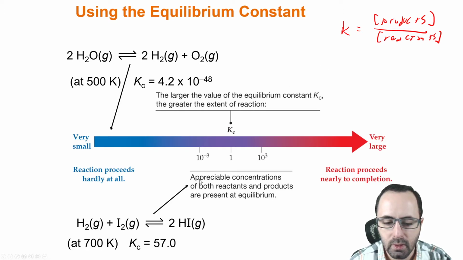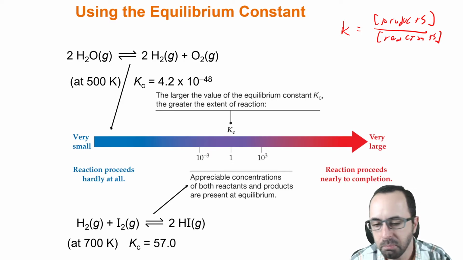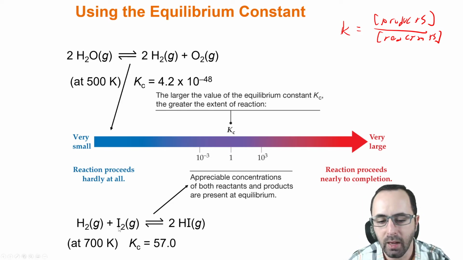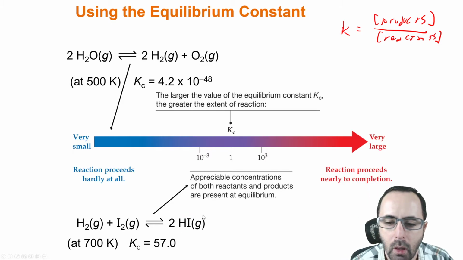So here, this K is 57, meaning we'd have a little bit more products than we have reactants here. However, not by much, right? So this kind of reaction, sure, this would be an okay reaction. We could perform this reaction and get HI out of it. Wouldn't be fantastic, but we'd definitely get some products out.